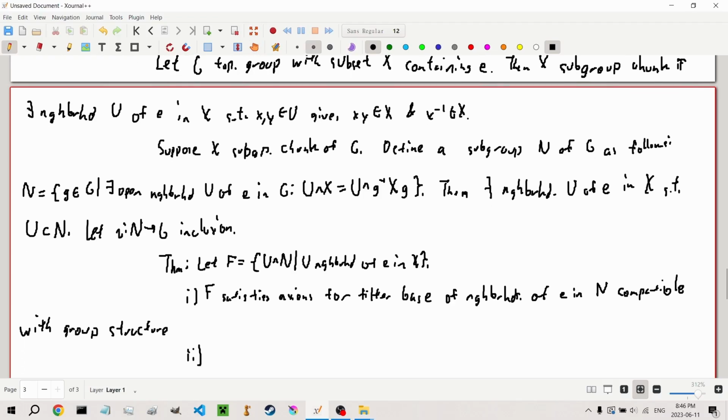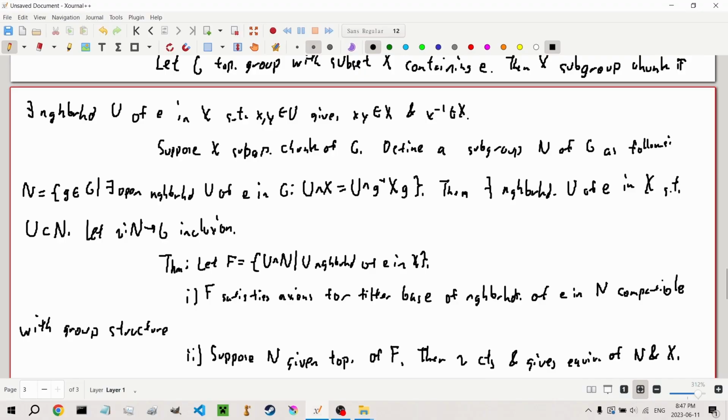And secondly, suppose N is given the topology defined by F. Then I is continuous and gives an equivalence of the group chunks N and X.